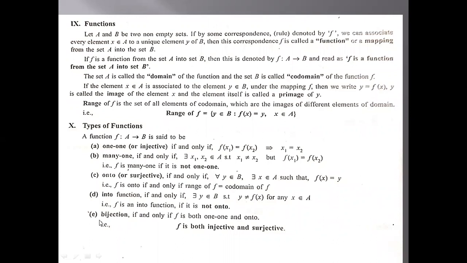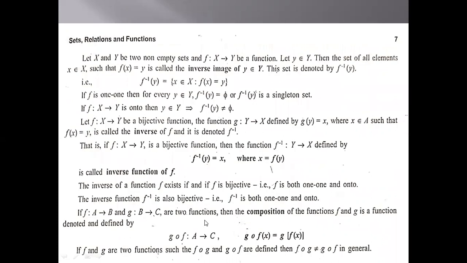Next, the last one is bijection. Bijective function: if the given function f is both one-one and onto function, then we say that the function f is both injective and surjective. That is nothing but bijective function.